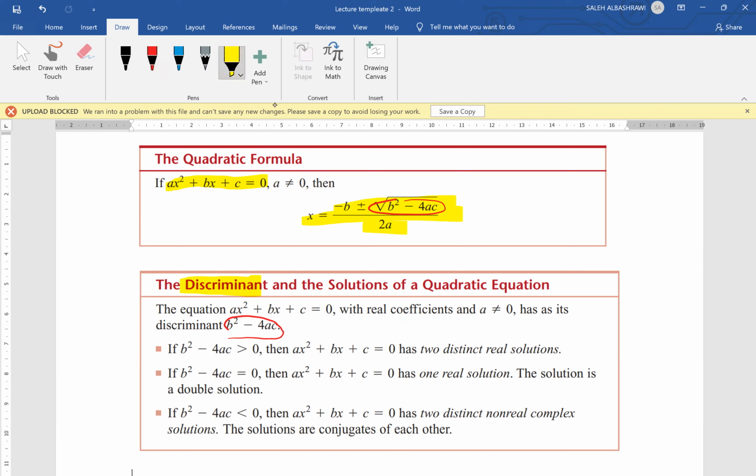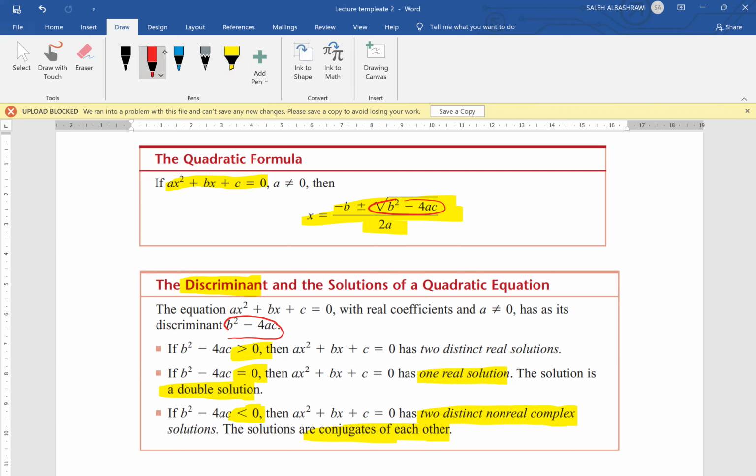Either it is greater than 0, in which we are going to have two distinct real solutions, and this was discussed in the last part, or the discriminant b squared minus 4ac equal to 0, and this will give me one real solution, and that solution is a double solution. Or if the discriminant is less than 0, I will have a negative number. Then the quadratic equation will have two distinct non-real or two complex solutions. And we said that these solutions will be conjugate.